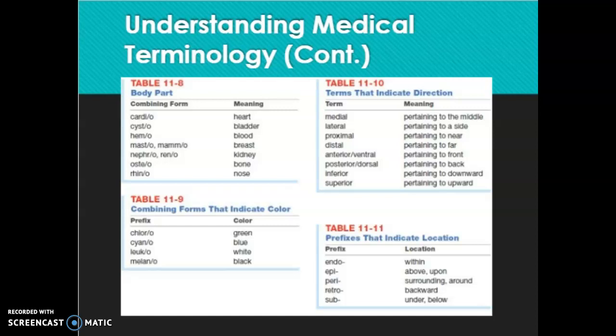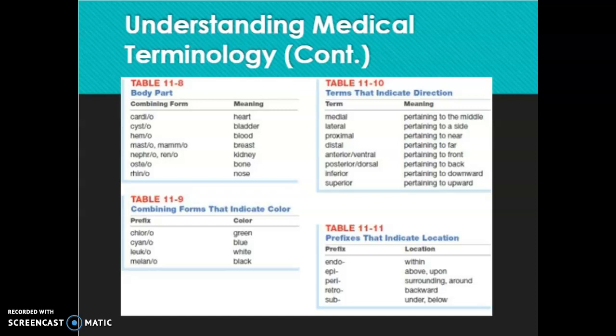Those are white blood cells. And melan is black. Chloro is like chlorophyll. You know, that's what makes plants green. And cyanosis means a bluish color around the mouth. So you'll see those in medical terminology frequently.